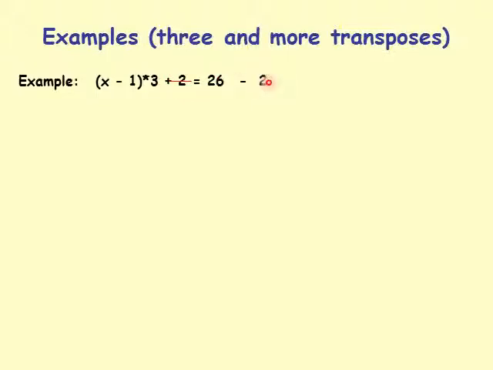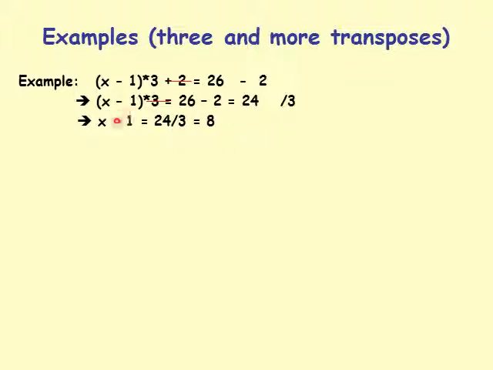26 minus 2 is 24. On the right we have 24. So we have x minus 1 times 3 equals 26 minus 2, which is 24. Now this multiplied by 3, we have to move that across the equal sign and it becomes divided by 3. So multiplied by 3 became divided by 3. 24 divided by 3 is the number on the right, which is 8. So that means x minus 1 equals 24 divided by 3, which is 8.